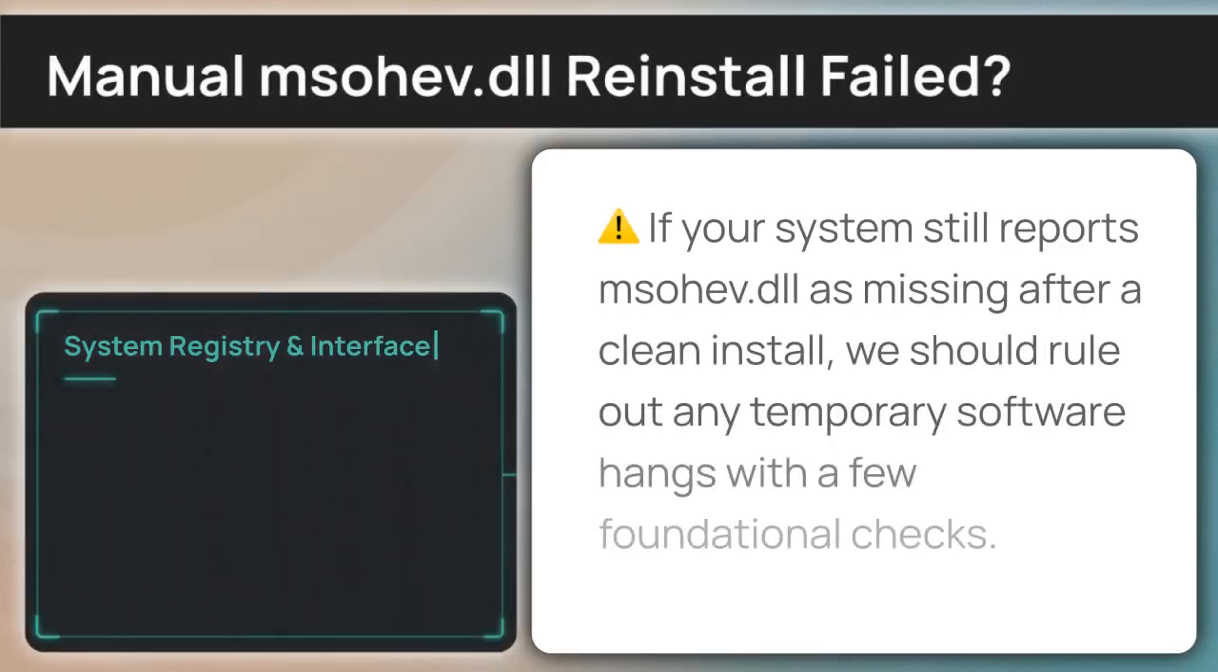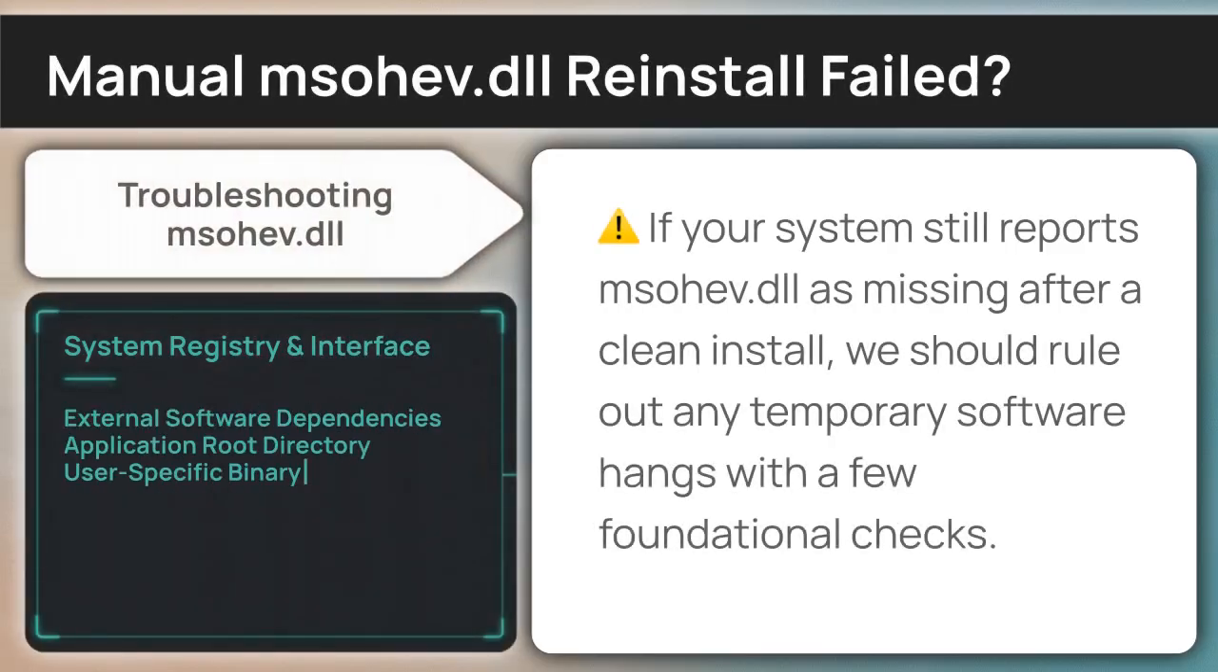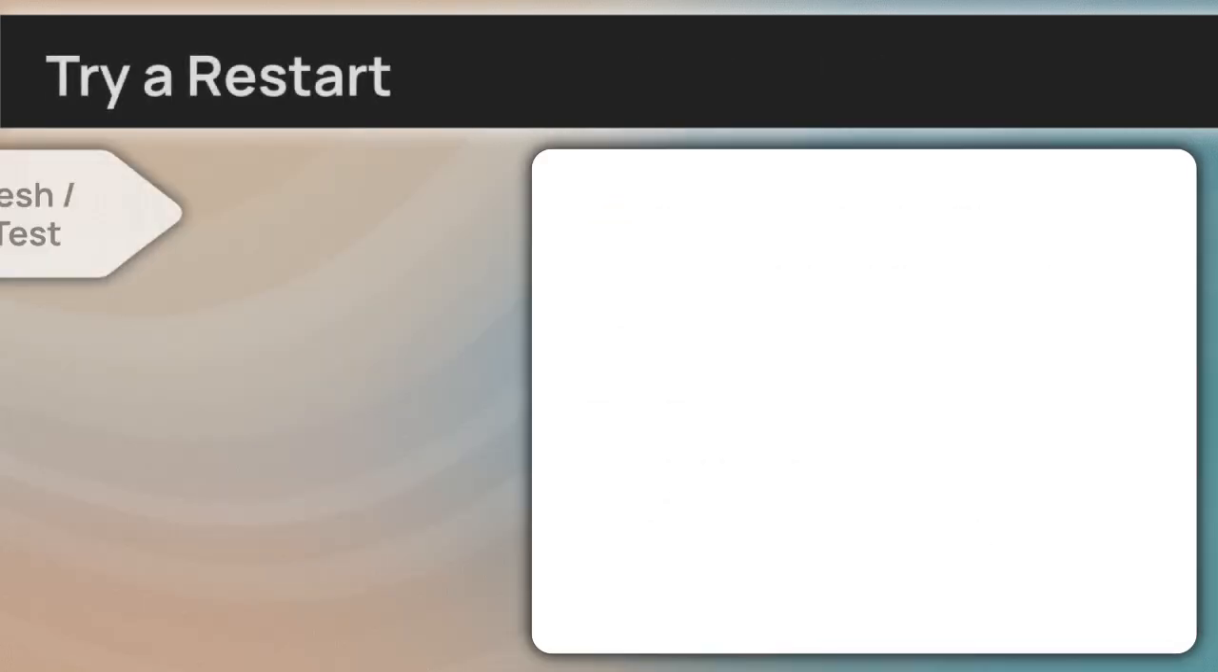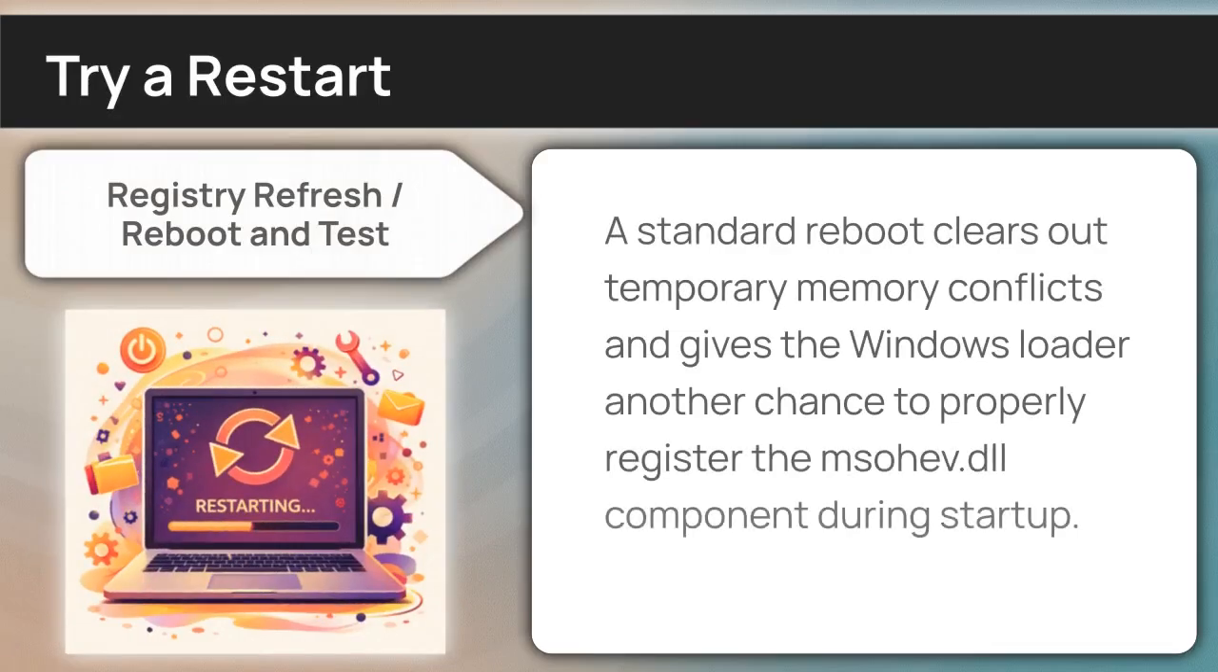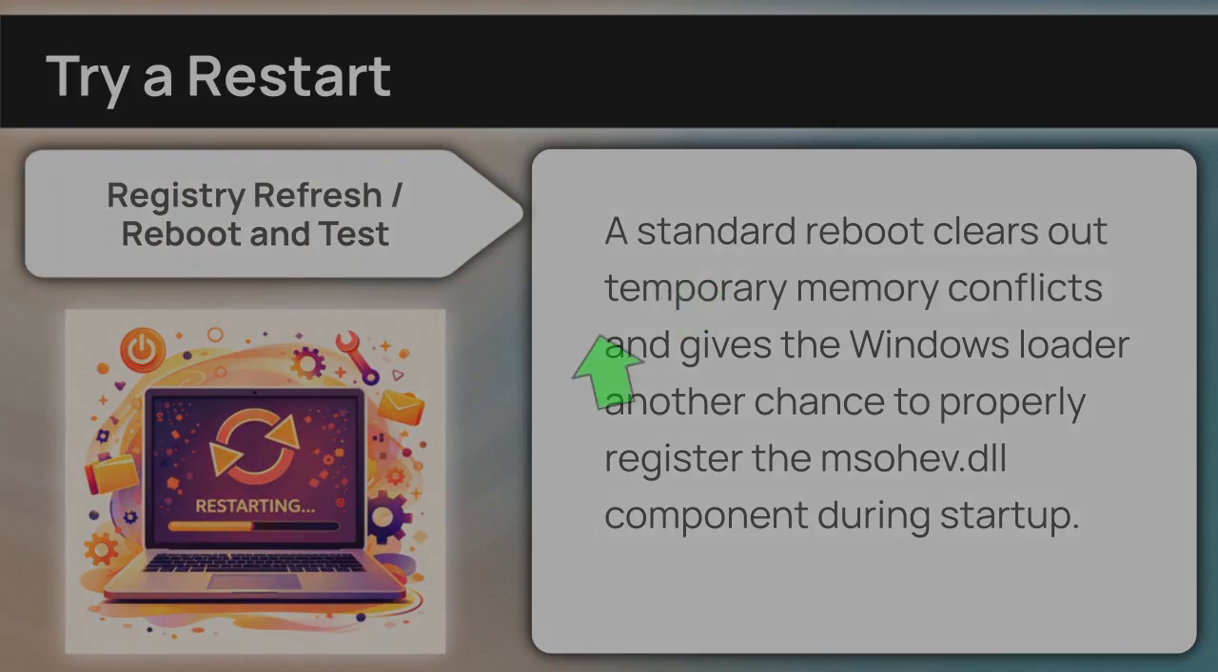If a standard reinstallation doesn't restore the library, we need to verify if the system environment is properly recognizing the new components. A quick reboot can determine if the error is transient. While it won't fix a deleted file, it can re-establish the connection between your software and the Msohev library file if the path was temporarily busy.